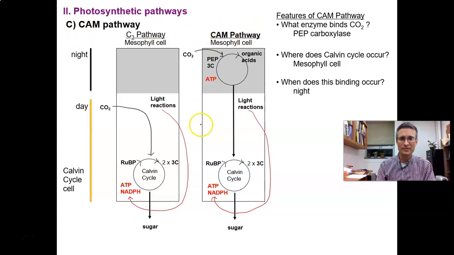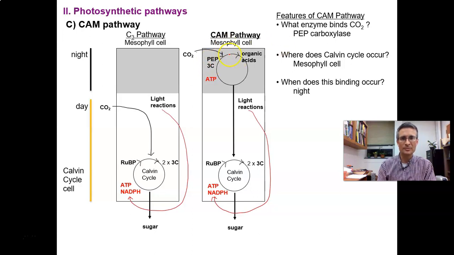Again, I've drawn a little diagram of what's going on in our CAM pathway and parked it next to our diagram of what's going on in the C3 pathway so that we can see the differences. So again, what enzyme is the one that first binds carbon dioxide? Once again, like our C3 plant, carbon dioxide is going to enter the mesophyll cell. But CAM plants, like our C4 plants, are going to grab this carbon dioxide molecule with PEP carboxylase. So that's the enzyme that's grabbing it. Remember that PEP is a 3-carbon molecule.